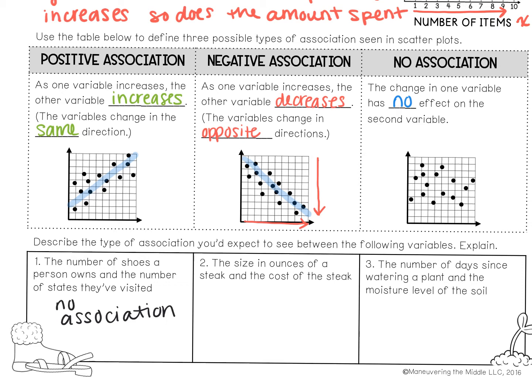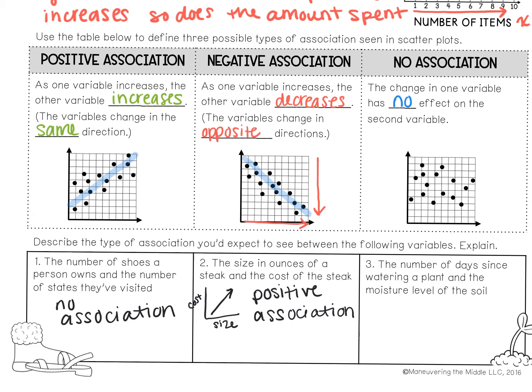The size in ounces of a steak and the cost of the steak. So let's think about this. The cost and the size. As the cost increases, as the size increases, that cost is going to go up too, right? So that's a positive association. Obviously, the bigger the steak is, the more it's going to cost you to purchase it.